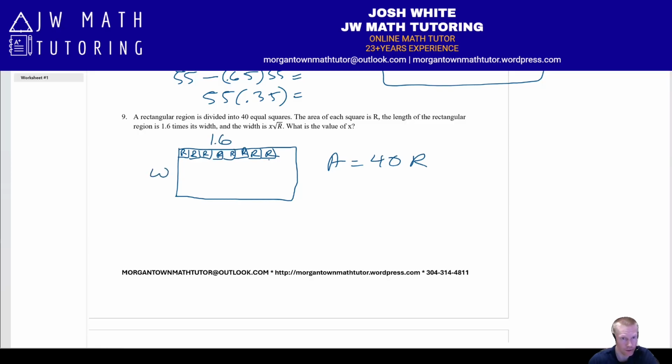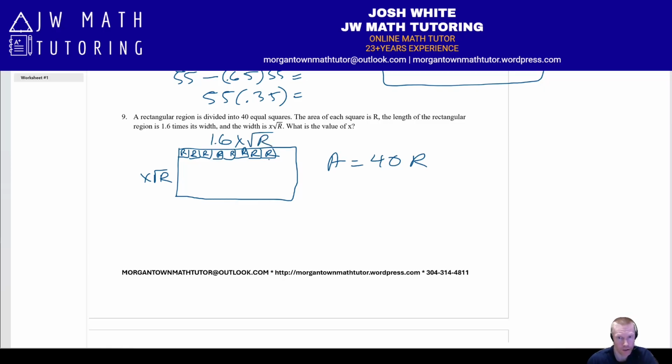Now, we also know that the length is 1.6 times the width. So this is W, this is 1.6 W. And we know the width is x root R. So let me just now replace this. The width is x times the square root of capital R, and that means the length is 1.6 times x square root capital R.